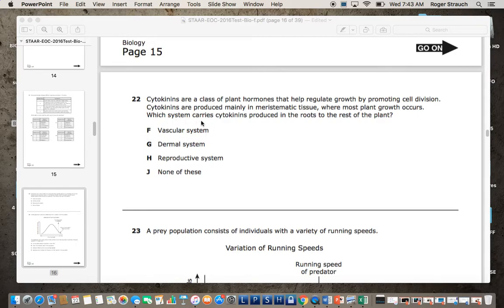And as we just talked about in the notes, we said the vascular system. That helps to transport materials all throughout the plant. So, that would be just some examples of plant type questions.